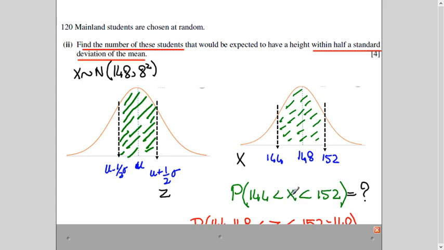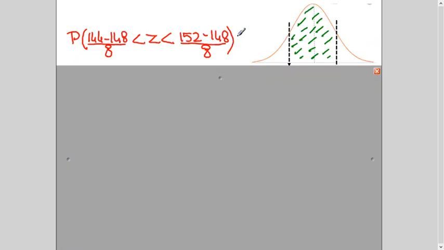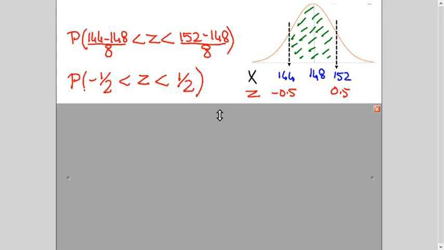Now again it is in x, so I will change it into z. You know the formula of z is x minus mu divided by standard deviation. So now if you see, you get minus half and plus half. Straight away, when you read the question, within half a standard deviation, you could write it here, but I wanted to explain the reason, how it works out.